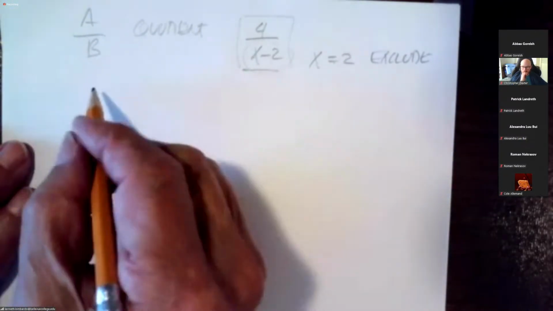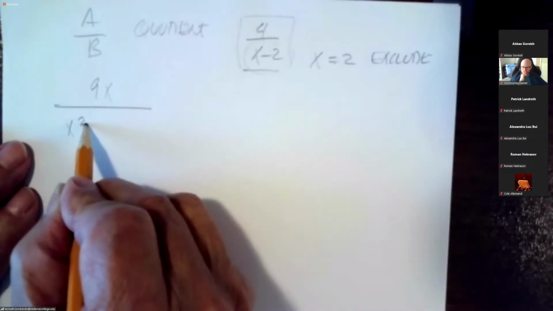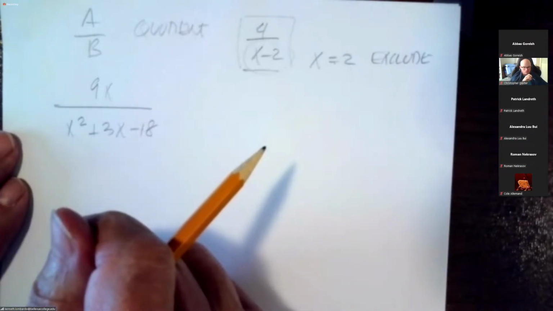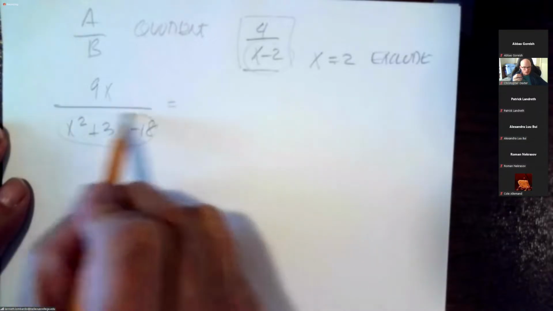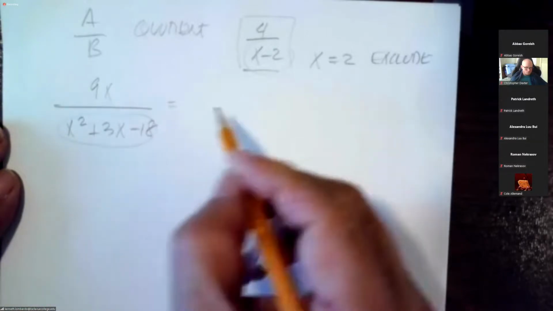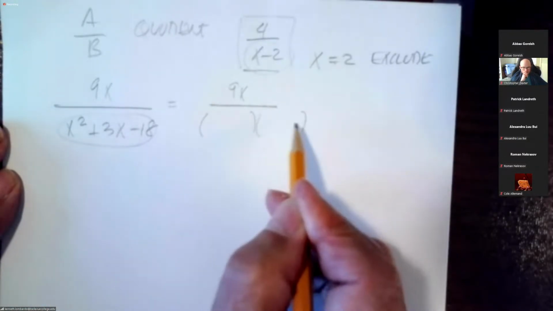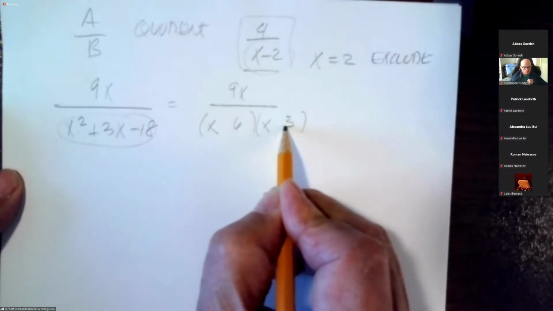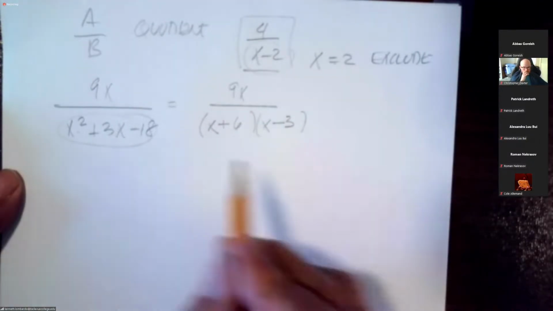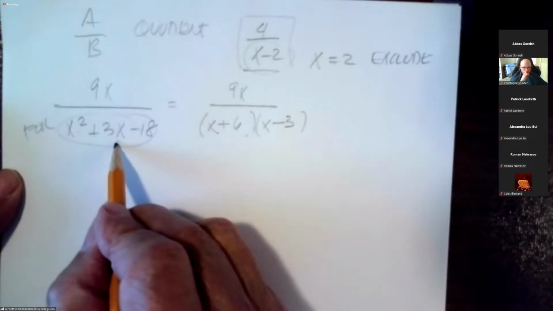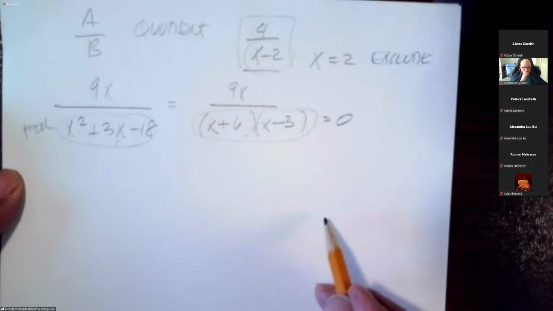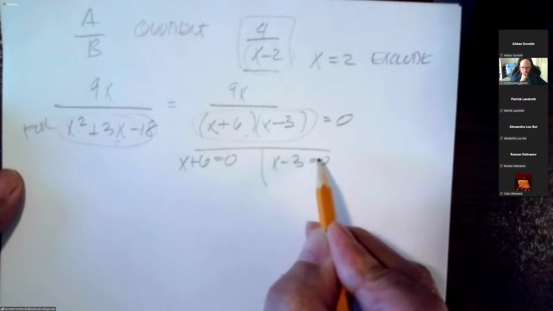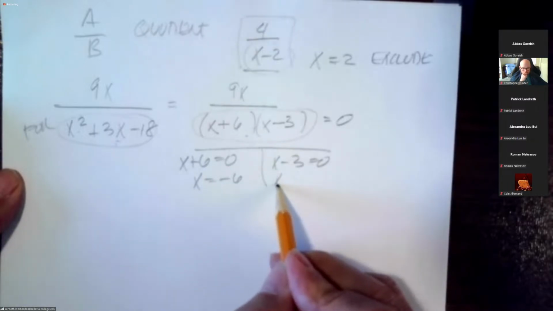Okay. Another example: look at 9x over x squared plus 3x minus 18. I'm looking for the same thing. Are there any values that need to be excluded? Let's go ahead and factor this denominator and see what happens if we set that equal to 0. So we'll have 9x over, if we factor the denominator, x plus 6 and x minus 3, positive and negative. And we can FOIL that to make sure that these are the same. Then we're going to set the denominator equal to 0 and solve for x. So we'll have x plus 6 equals 0 and x minus 3 equals 0. So x equals negative 6 and x equals 3.